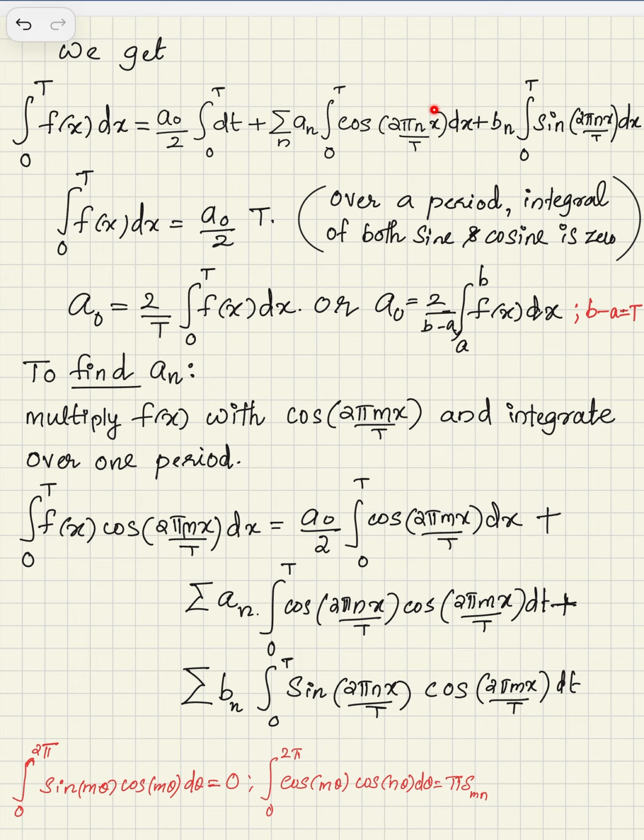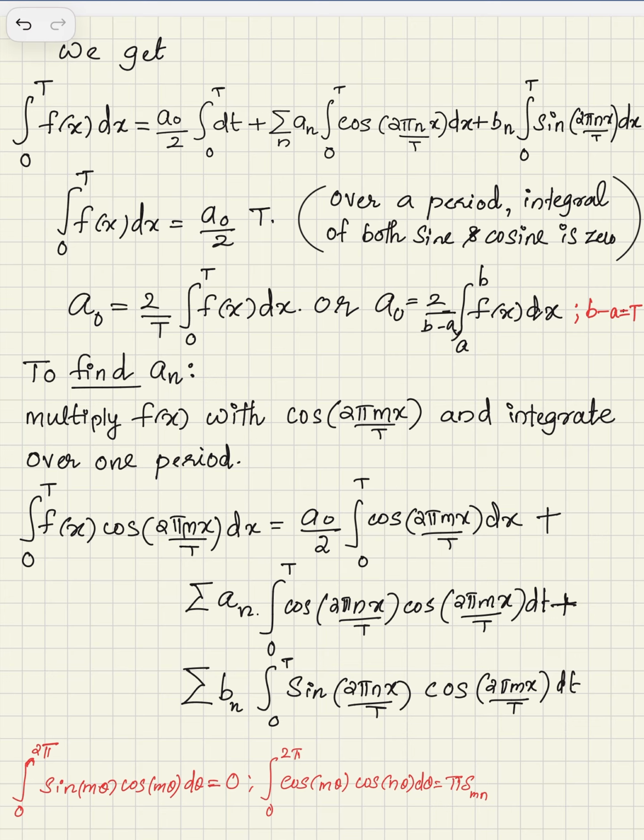Okay, and all these terms with the cos, if you integrate over one period, that will vanish. Because if you integrate a cosine function over one period or two periods or three periods, if it is an integral multiple of the period, then it will be 0. And it is true for the sine function also. Therefore, all these cosine terms and sine terms will vanish. I will get a0 as 2 by t integral 0 to t f of x dx.